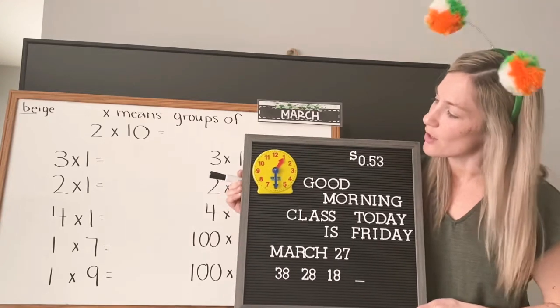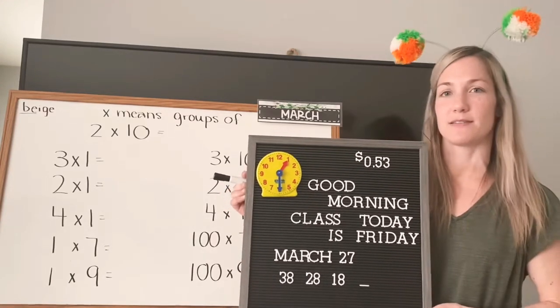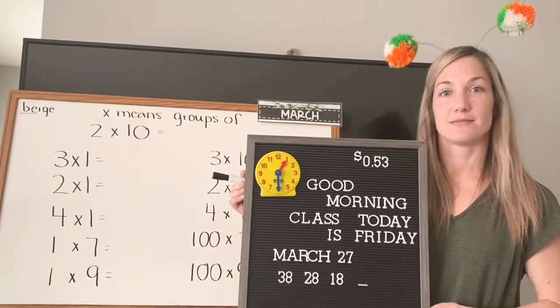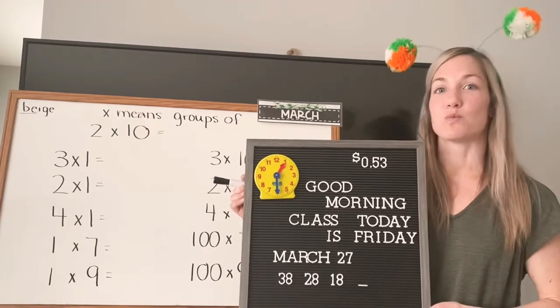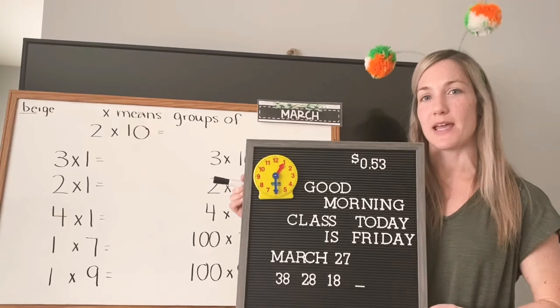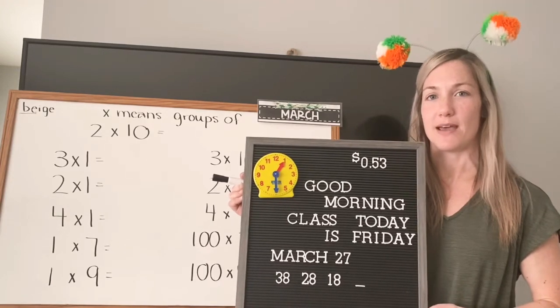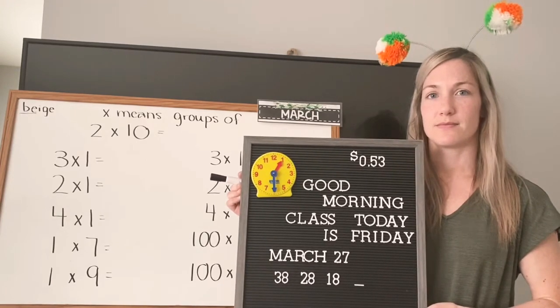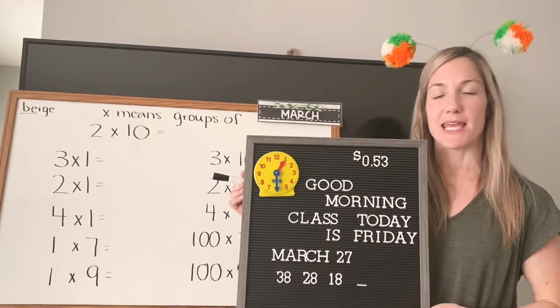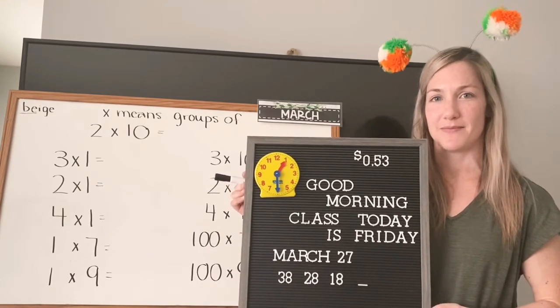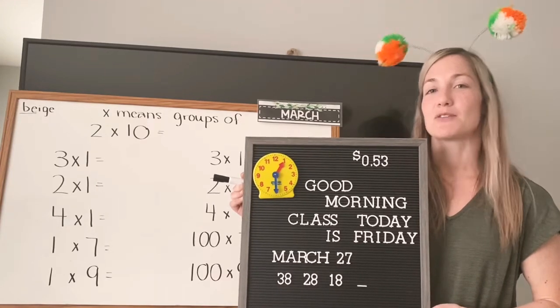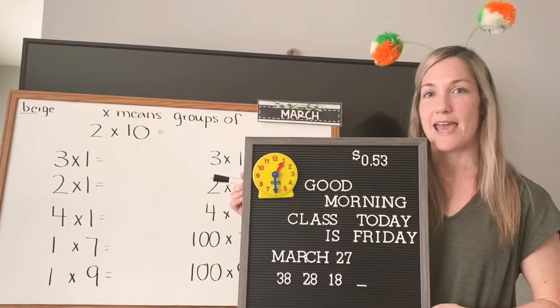Let's take a look at our clock today. What time is it? That's right, it's 1:30. If it is 1:30 and I'm outside playing after lunch, is it AM or PM? That's right, it's 1:30 PM. If it's 1:30 and I'm sleeping in my bed, what time is it? That's right, it's 1:30 AM.